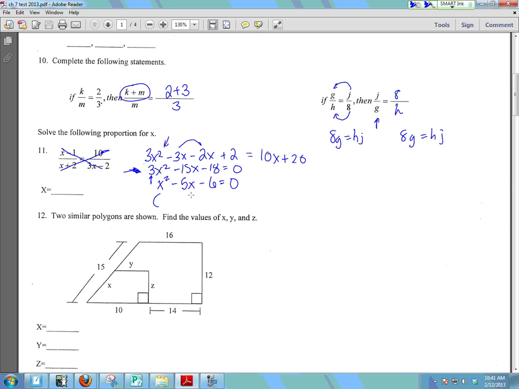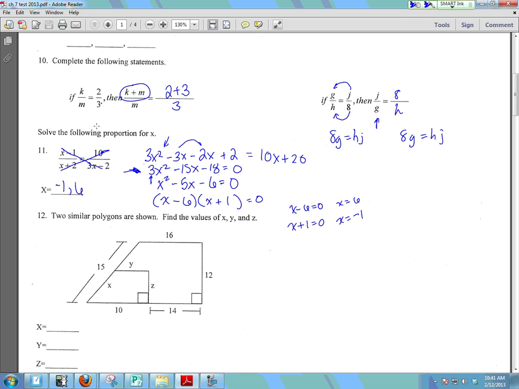Two numbers that multiply together give me negative 6, and add up to give me negative 5. So they've got to be negative 6 and positive 1. So then I set x minus 6 equal to 0, x plus 1 equal to 0, and this one says x ends up being 6, and this one says x ends up being negative 1. Those actually are both my answers.